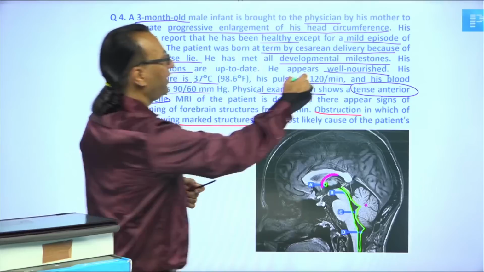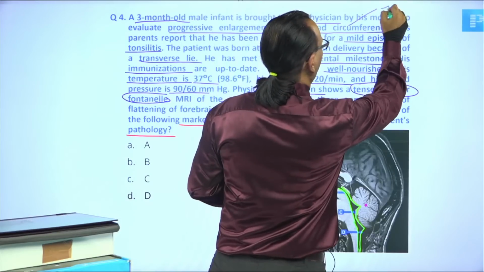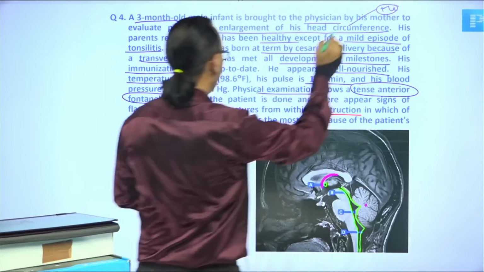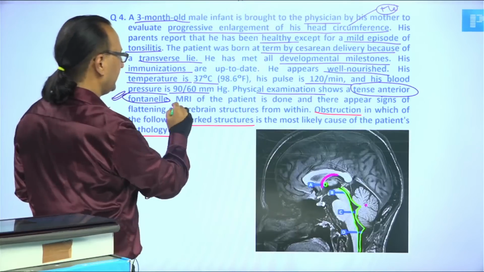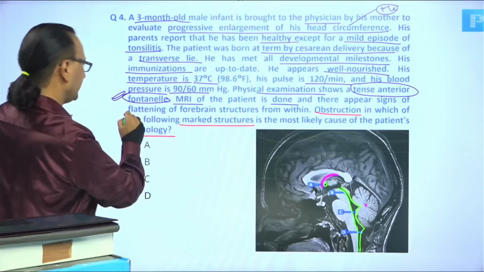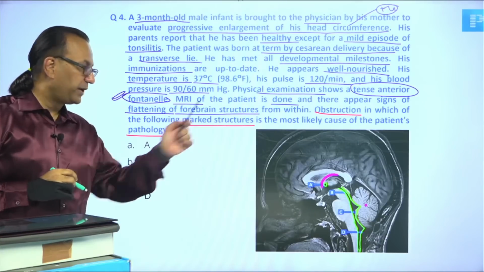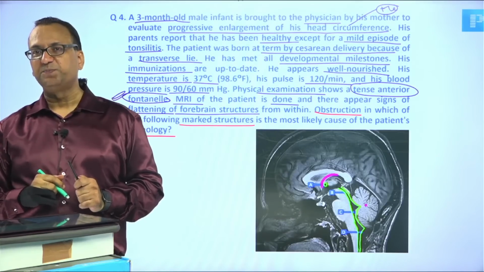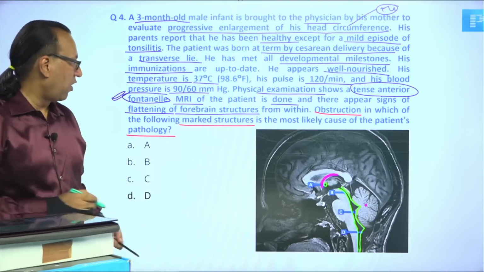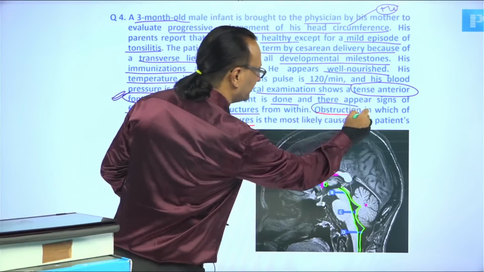Hydrocephalus, and now you got your question. Hydrocephalus, tense anterior fontanelle, MRI done, signs of flattening of 4 brain structures. 4 brain structures. Where could be the block? Where could be the block?